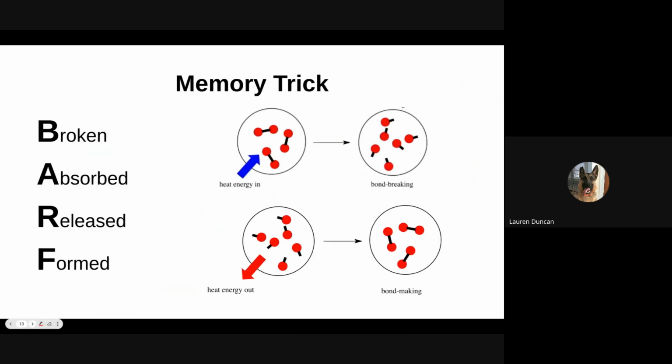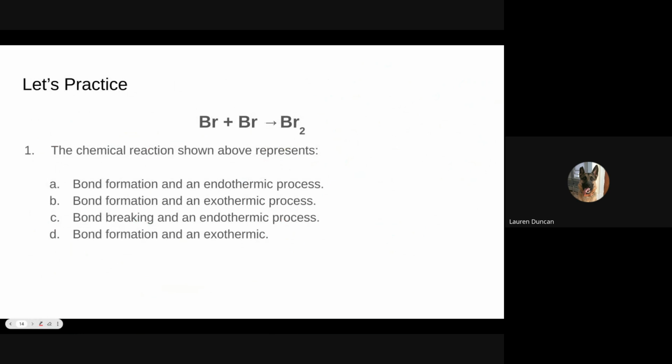So a quick memory trick to help you remember the energy changes that occur when bonds are formed versus broken. It's gross, but it works. It's BARF, B-A-R-F. So when bonds are broken, energy is absorbed. And when a new bond is formed, energy is released. So BARF, B-A-R-F.